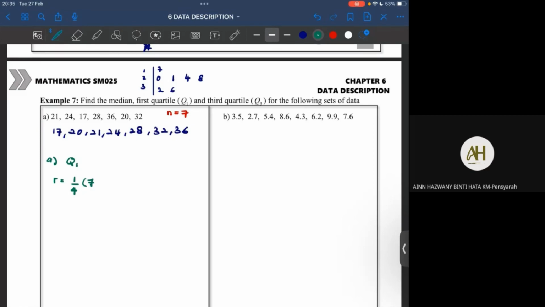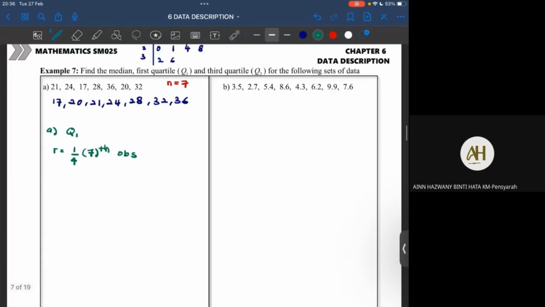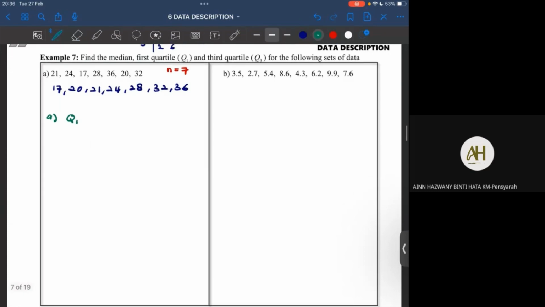Okay, 7th observation. Okay, nampak 1/4. Tadi K, formula dia ialah Kn over 4. Okay, kita tahu saya nak cari Q1, so dekat depan saya terus 1/4 darab dengan N kita. So sekarang ini 1/4 observation. So 7 over 4 is equals to 1.75 observation, which is 1.75 is non-integer.